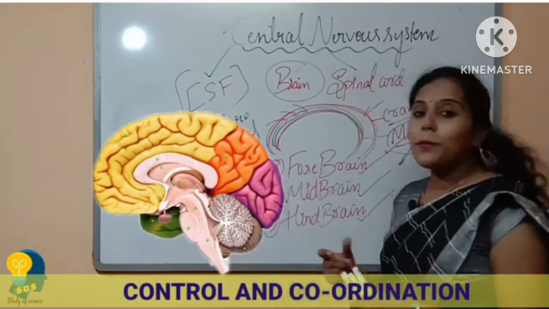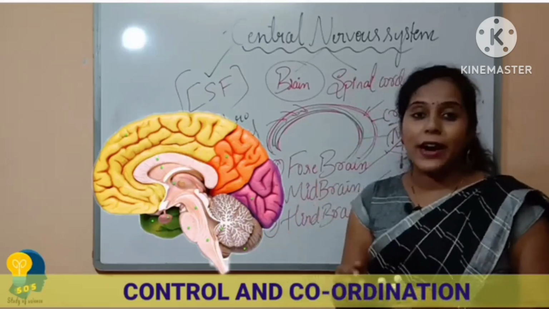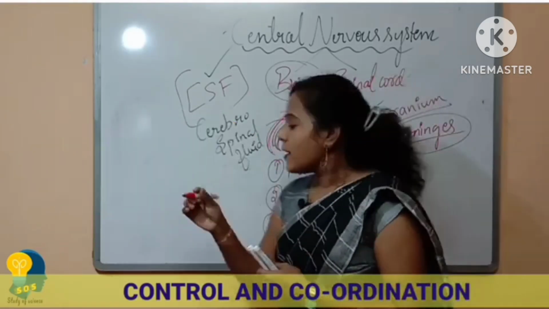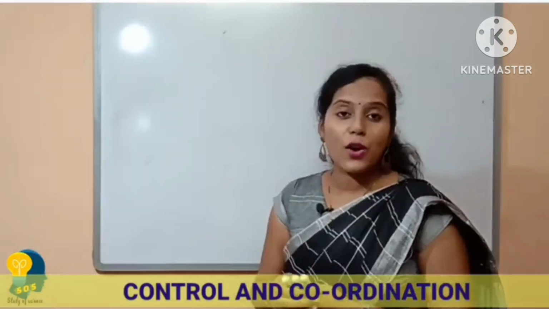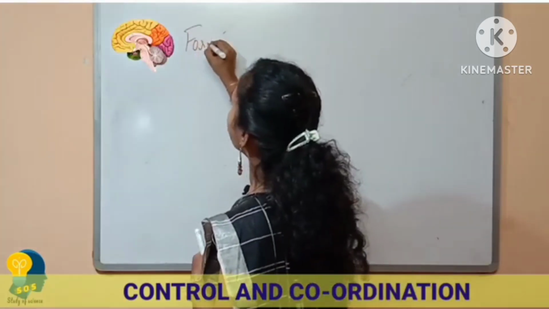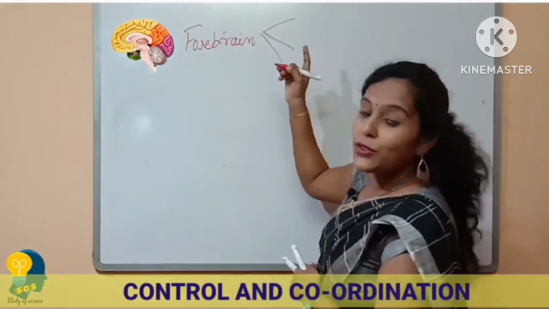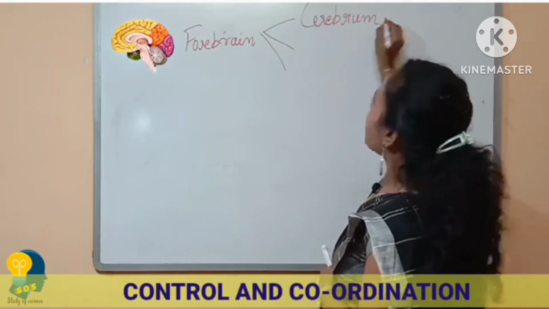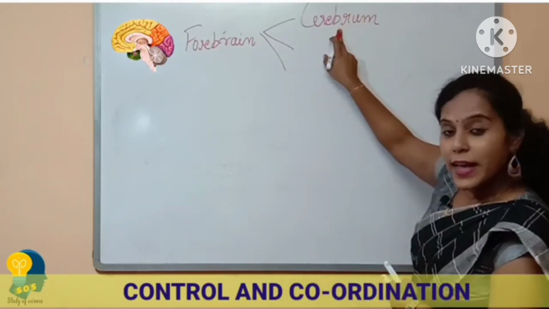Now this forebrain is further classified into 3 parts. So which are the 3 parts of the forebrain? See, the forebrain is classified into 3 parts. The first one is the cerebrum.